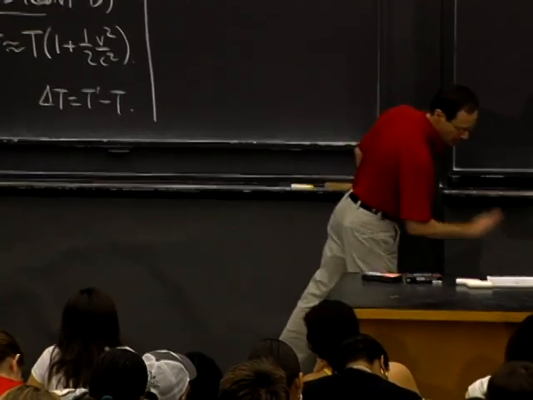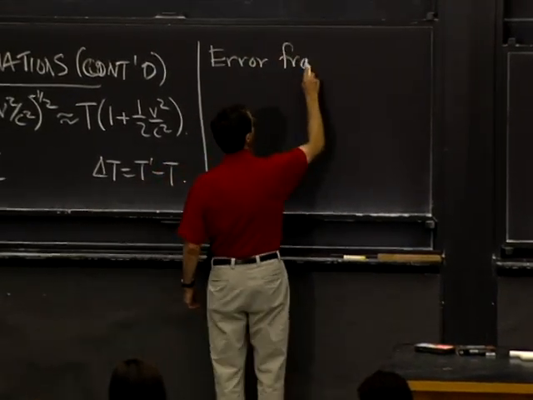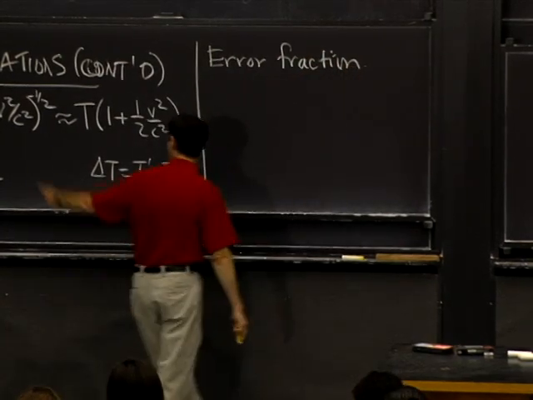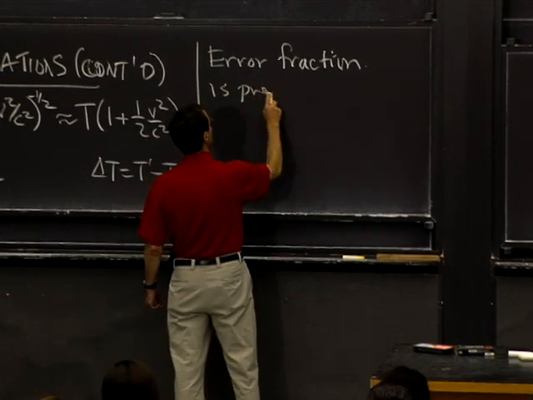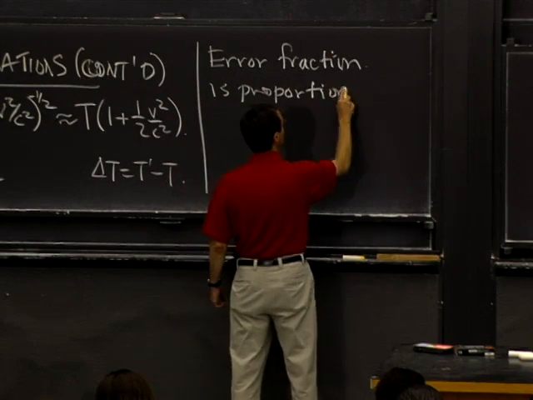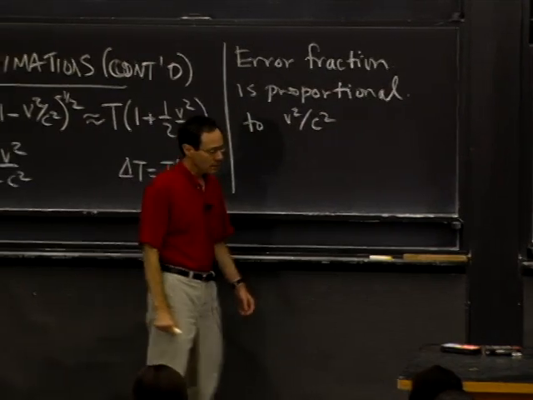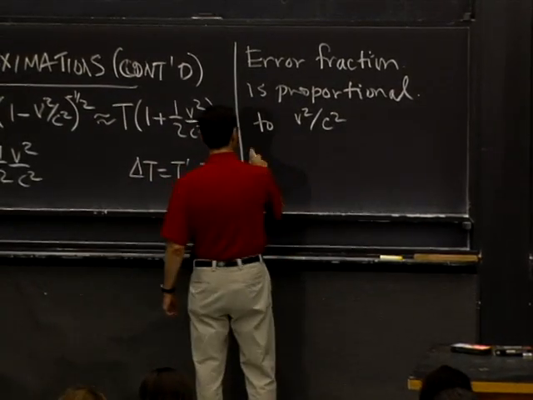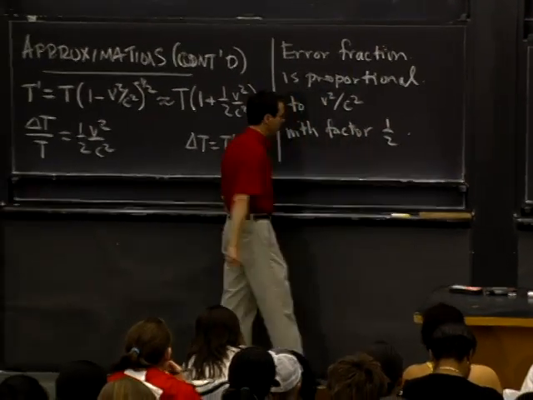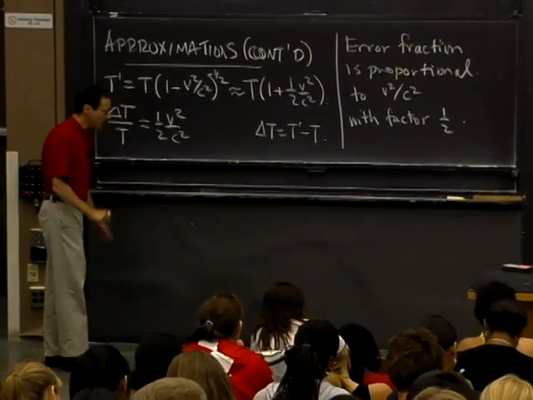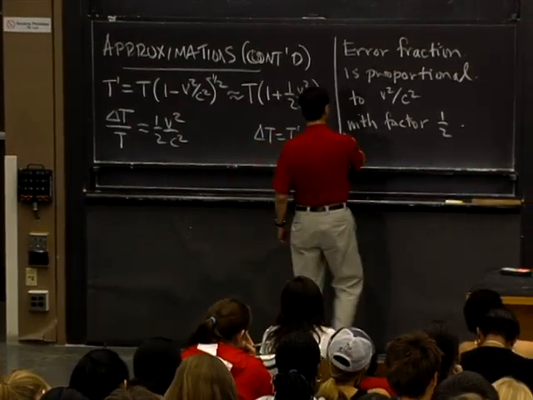So I want to write this down just as a summary. So the error fraction, if you like, which is sort of the number of significant digits that we have in our measurement, is proportional, in this case, to this quantity. It happens to be proportional to this quantity here, and the factor happens to be a half. All right? So these proportionality factors are what we're looking for. They're rates of change, the rate of change of something with respect to something else.